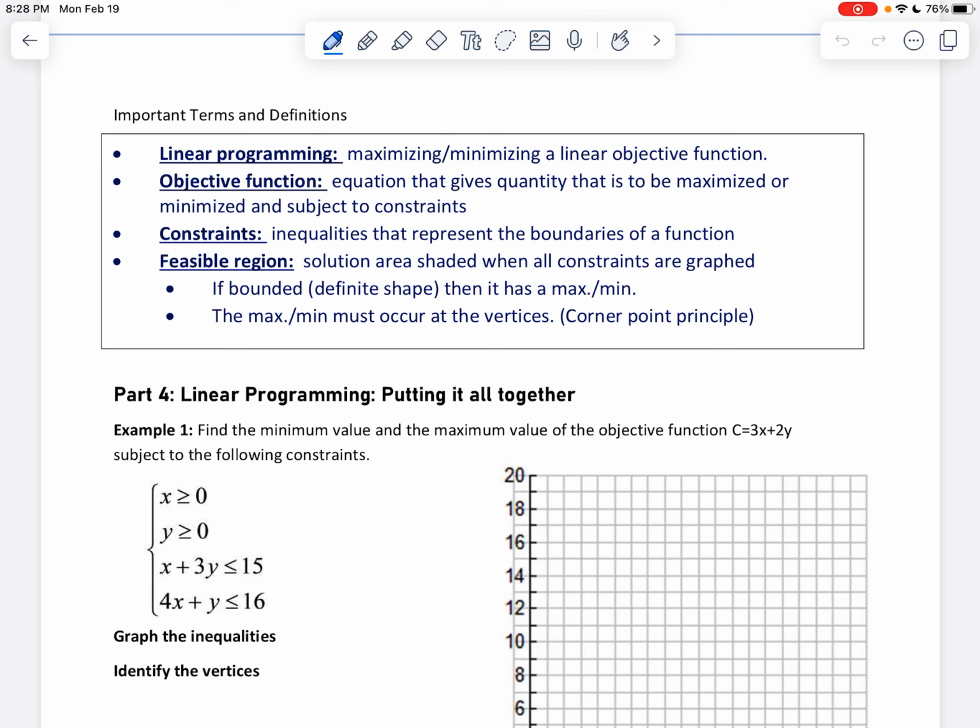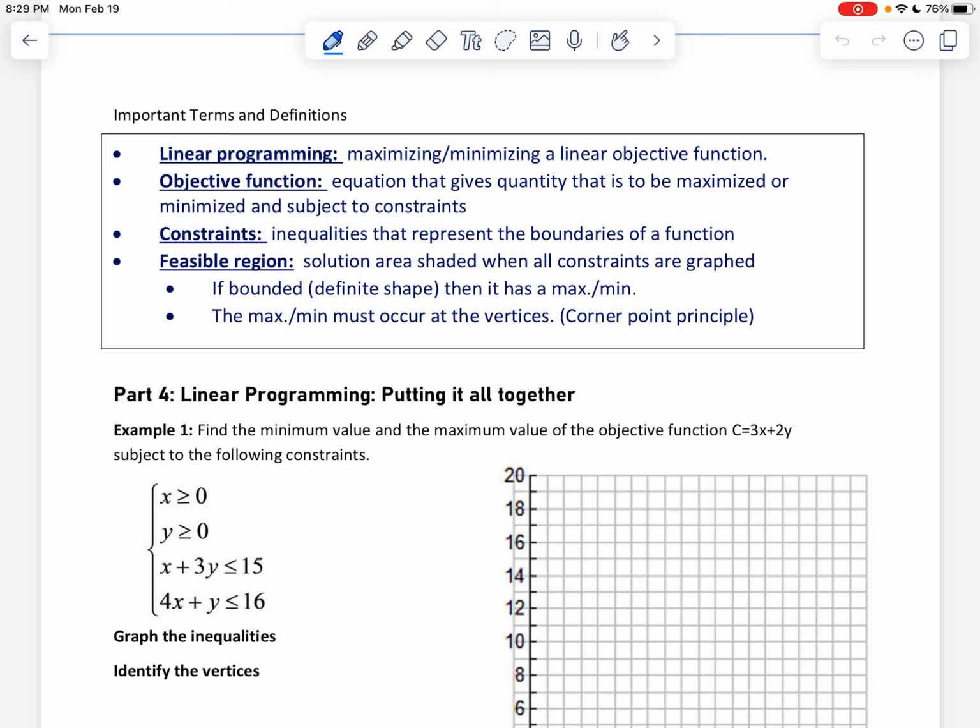And so that brings us to the next point, the feasible region. So this is the solution area shaded when all constraints are graphed. So it's the overlap of all of the constraints. Sometimes you have 2, 3, 4, however many, and you're looking for where they all overlap each other. Now, this can occur in two different ways. The first one is a bounded region, a definite shape. So, there's lots of different shapes that could come in. It can come in a quadrilateral, a triangle, a trapezoid, who knows?